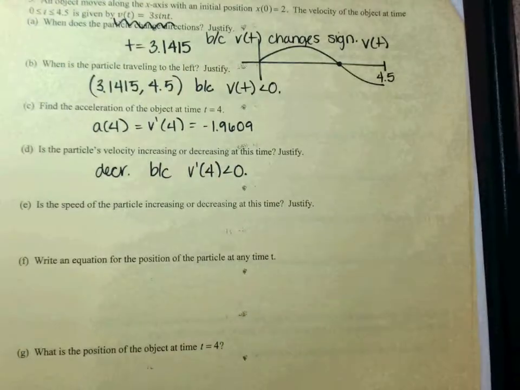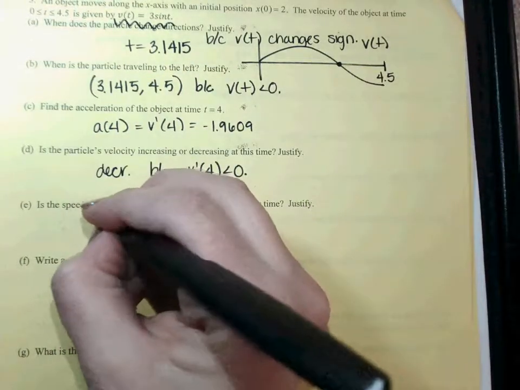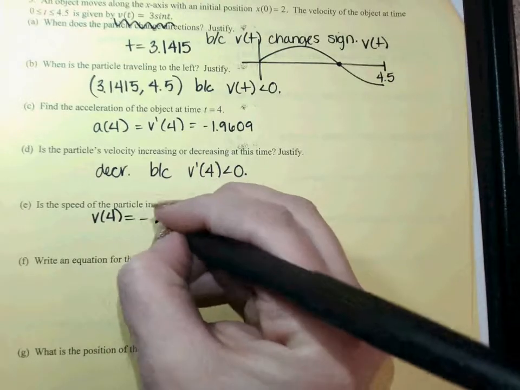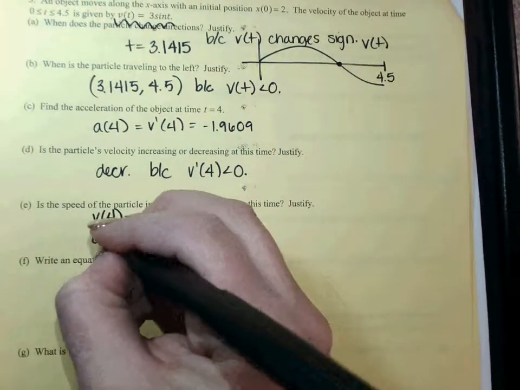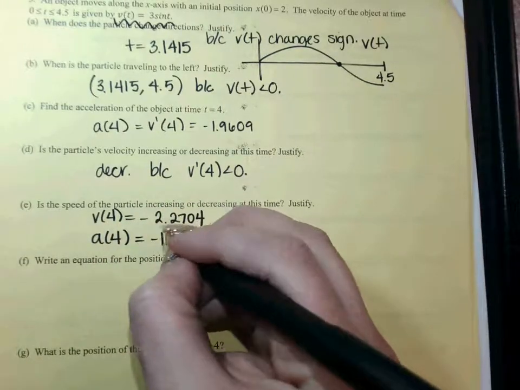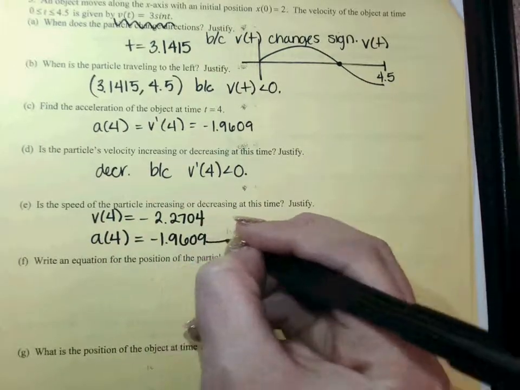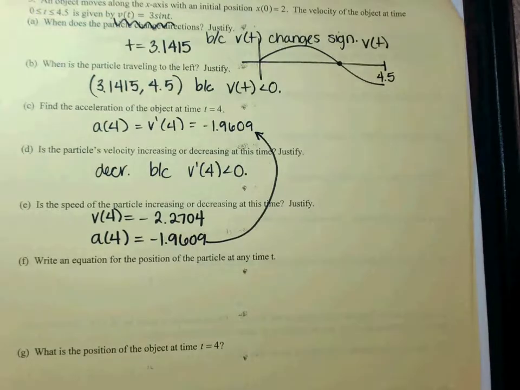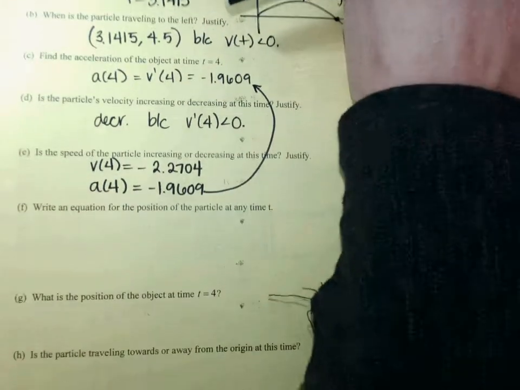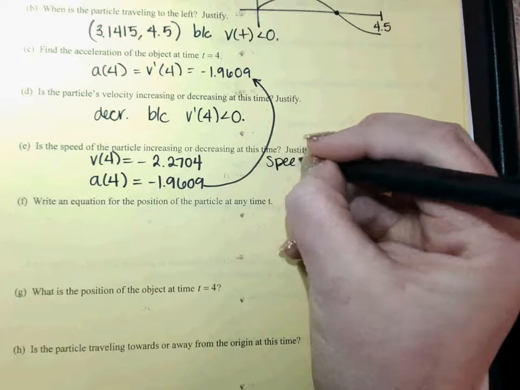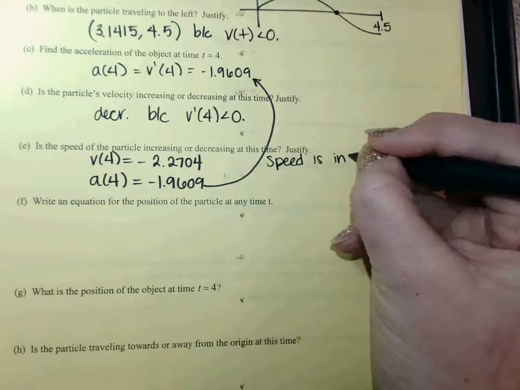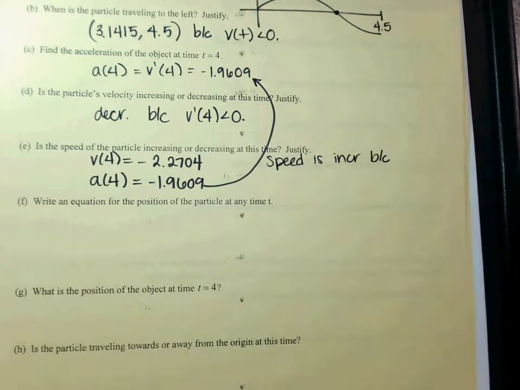So, my v of 4 is negative 2.2704. My a of 4 I just found was negative 1.9609. Remember, we know that from way up there. So, is my speed increasing or decreasing? Increasing because why? They're both negative. They have the same sign. So, speed is increasing.